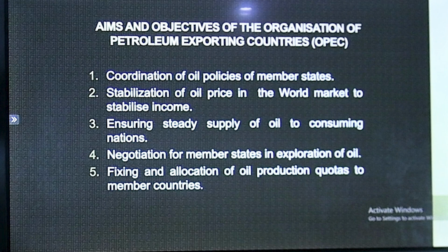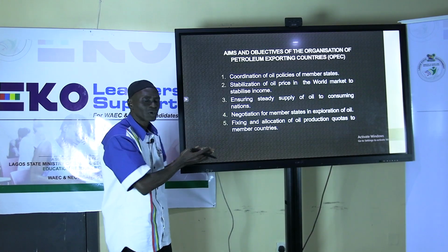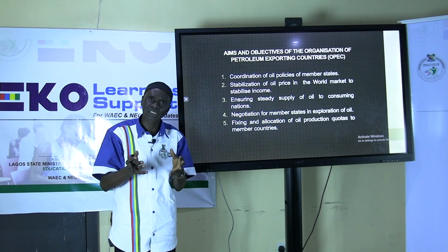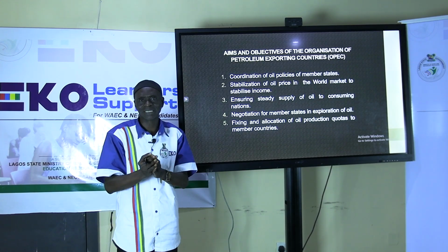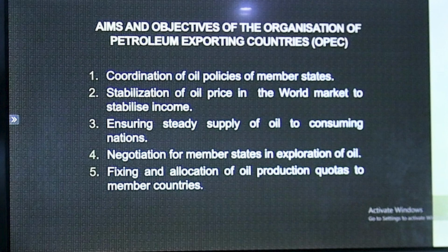3, ensuring steady supply of oil to consuming nations. They explore, they go to these countries, they help them to make sure that this gift of nature, how do they go about it to have permanent, constant supply to the world market? Number 4, negotiation for member states in exploration of oil. They also negotiate, not just trying to make the supply steady. They negotiate how to explore crude oil.